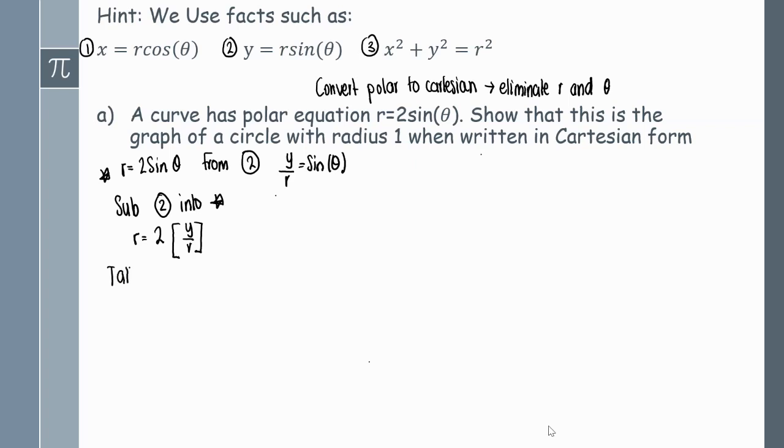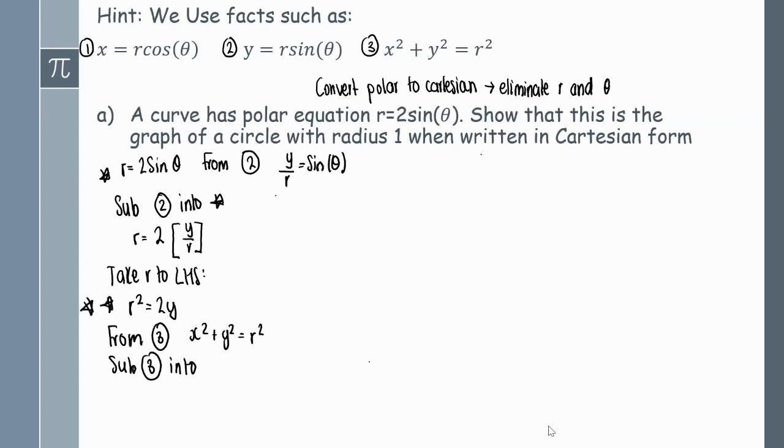Now I've got to get rid of the r. So I'm going to first take r to the left-hand side, and we will get r squared equals 2y. This is good because from equation 3 up the top, I know that r squared equals x squared plus y squared. So this time, wherever I see an r squared in the equation, I'm going to put x squared plus y squared. This will give me x squared plus y squared equals 2y. And I have eliminated r.